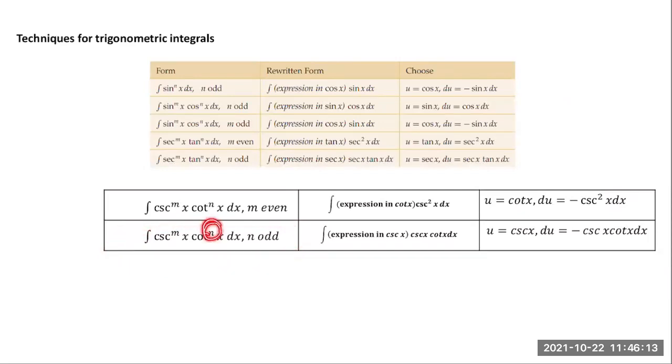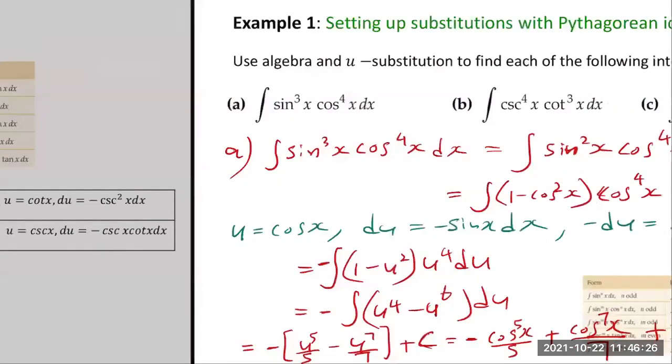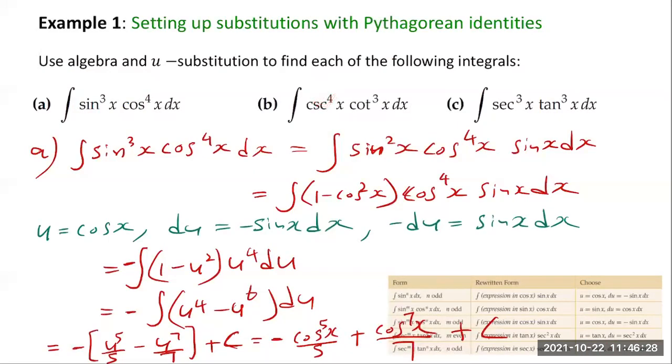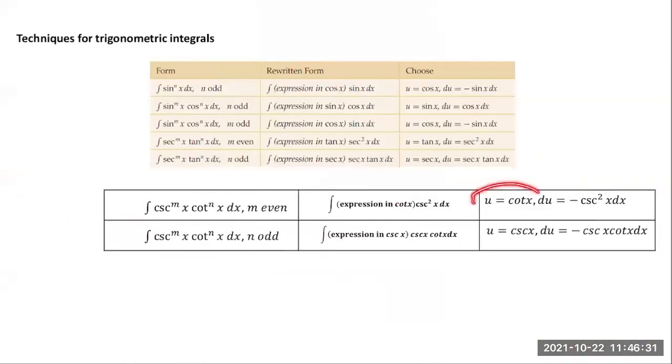Because the power of cotangent is odd. Okay, and in fact, in this case, we can use even this case because the m is even. M means the power of cosecant. Power of cosecant in this case is even. You can use either of these substitutions. Either you can use u is equal to cotangent x or u is equal to cosecant x in this case, because we have the powers that we need in both cases. All right, let's go with one of them. I'll go with u is equal to cotangent x.